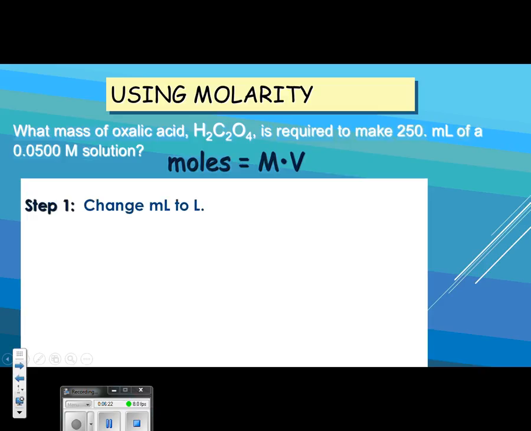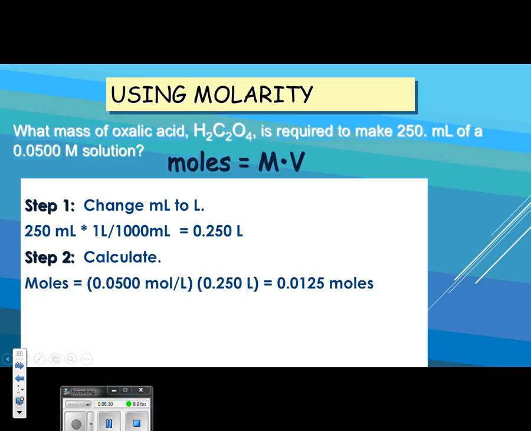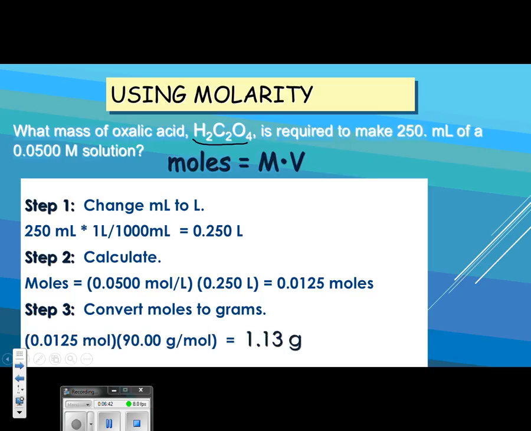Change the milliliters to liters, divide by 1,000. Then we just plug it in, plug and chug. We get moles. Now we've got moles, we're going to have to add up the mass of this and times it by the moles. So we're going to take the moles, times it by the mass of oxalic acid, and we get 1.13 grams. And that's what I would need to weigh out to make that solution.